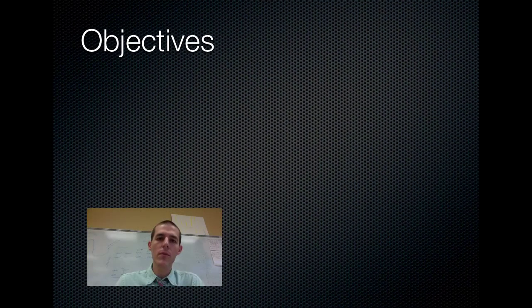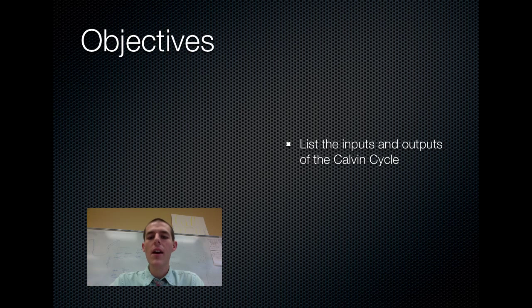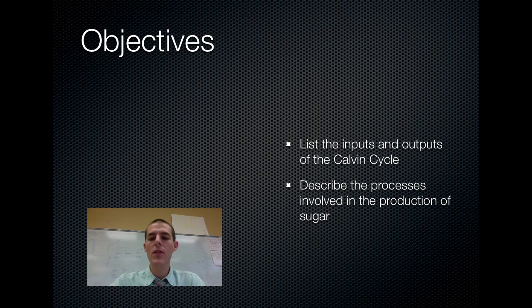There are only two of them today. Here's what I need you to know by the end. First one, be able to list the inputs and outputs of the Calvin cycle. So what goes in, what do we get out? The second thing you need to be able to do is describe the process involved with the production of sugar. Pretty simple, pretty to the point.